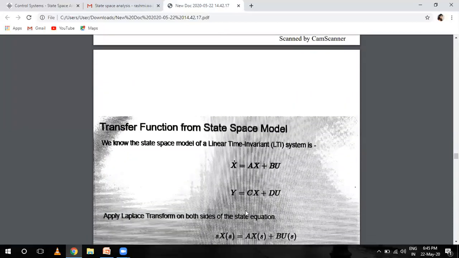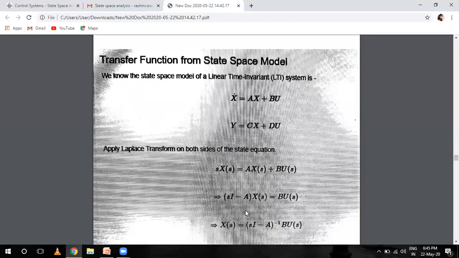Now come to the transfer function from state space model. Now the state space model of a LTI system is x dot is equal to Ax plus Bu, y is equal to Cx plus Du. Apply the Laplace transform. When we are taking the Laplace transform of this state equation, then this x dot है ना differential है, इसलिए यहाँ sX आ गया, and A as it is, X is X(s) plus B as it is, and u का U(s).